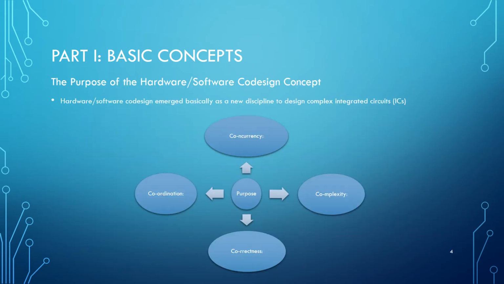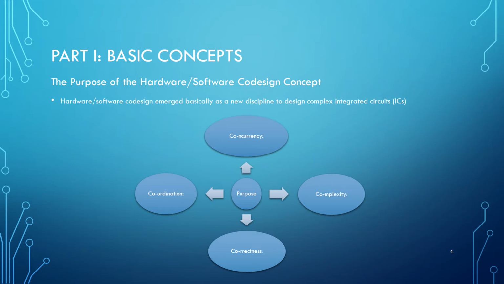Now, before delving into technical topics, the major purposes and intentions of hardware-software co-design are summarized below. These are explained by looking at different interpretations of the syllable "co" of the word co-design: coordination, concurrency, correctness, complexity.